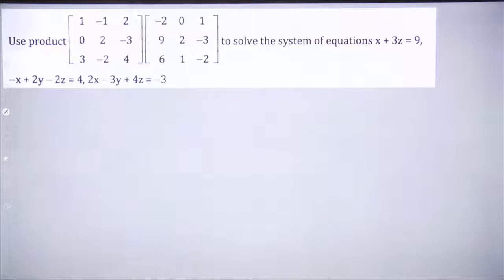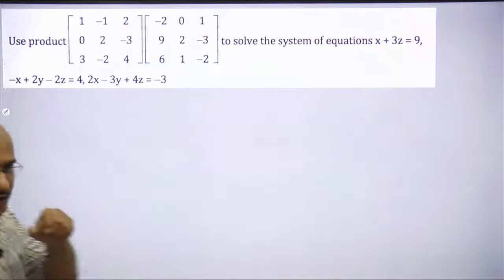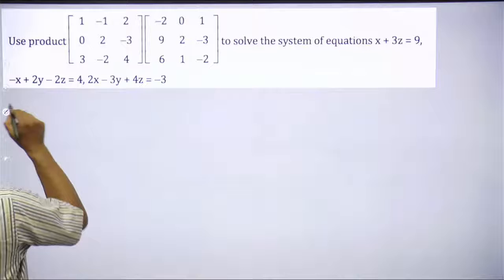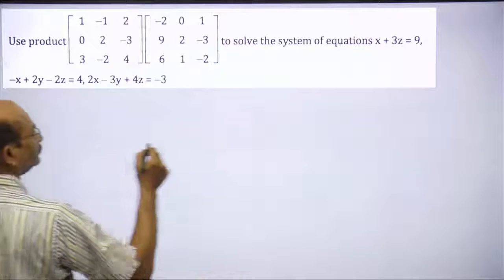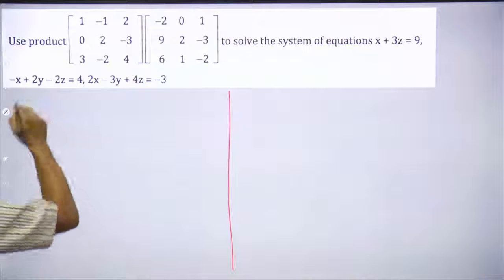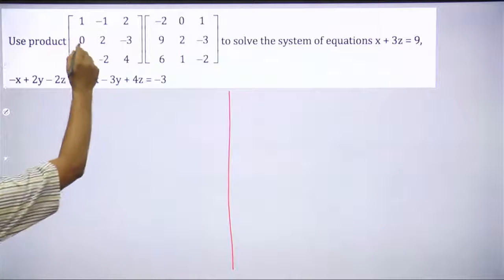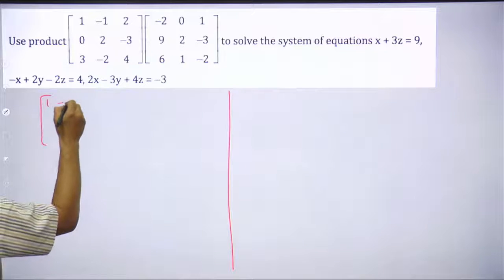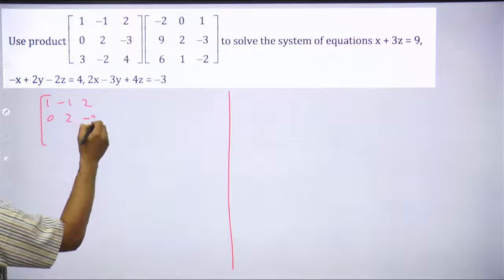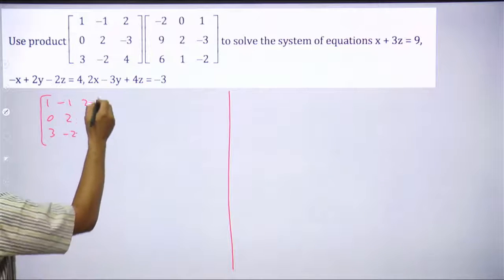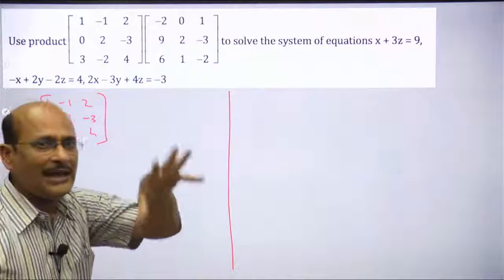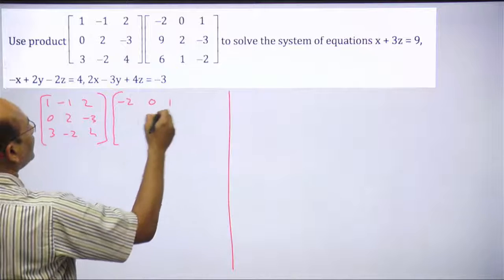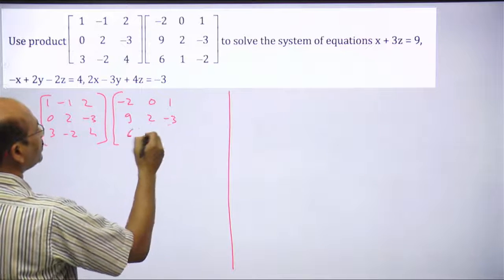I am going to solve this very quickly for you all, okay. Let us begin. First let us see the product now. So I'll just draw the line for you all. Okay, I want to find the product of this, so I am directly doing this. So let us see this part. 1 minus 1 2, 0 2 minus 3, then 3 minus 2 4. Remember, when they ask you for the product, it will be some number times I, that you be clear, okay. So don't mess up. Minus 2 0 1, 9 2 minus 3, 6 1 minus 2.